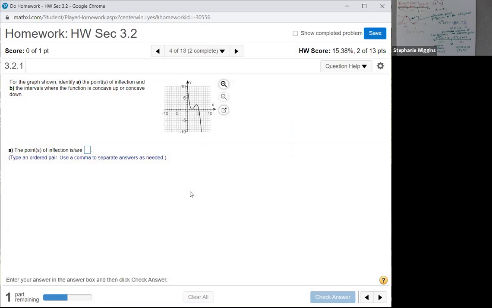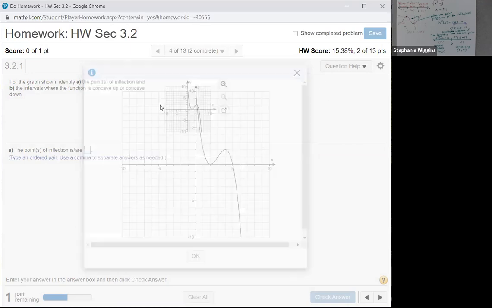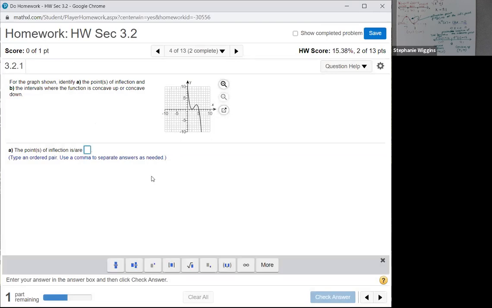Here we have, for the graph shown, identify the points of inflection and the intervals where the function is concave up or concave down. So looking at this graph, on the left, from minus infinity until we get right here, it changes. So to the left of 3, minus infinity to 3, it's concave up. And then from 3 to infinity, on the right, it's concave down. So the inflection point is right here at 3, 1.